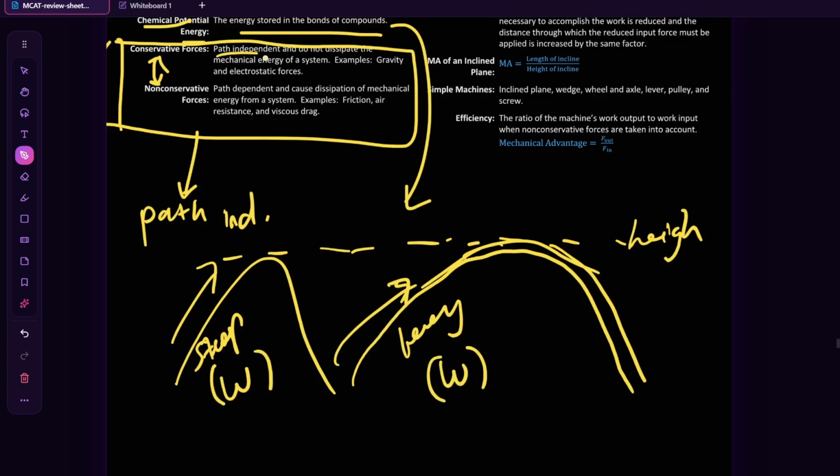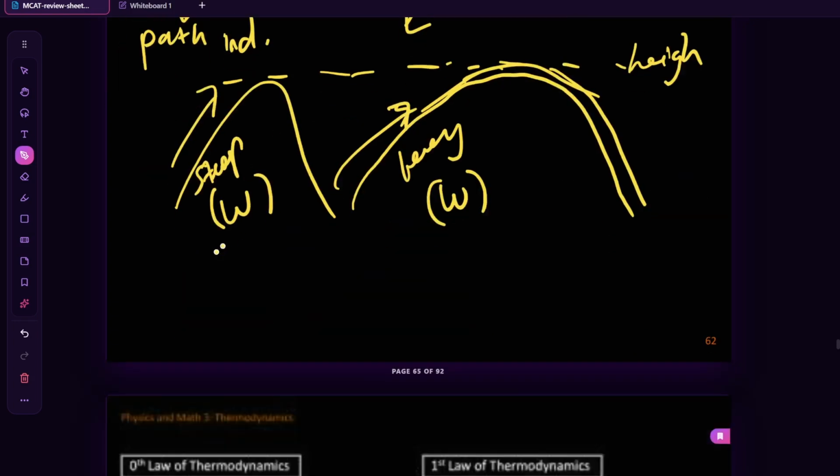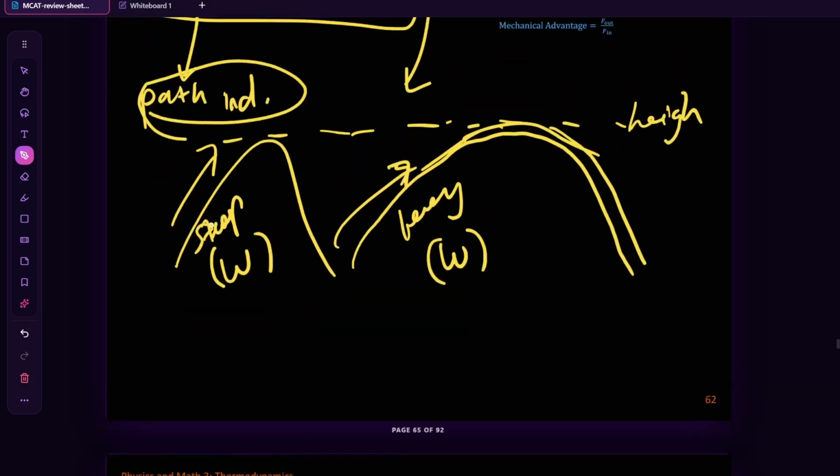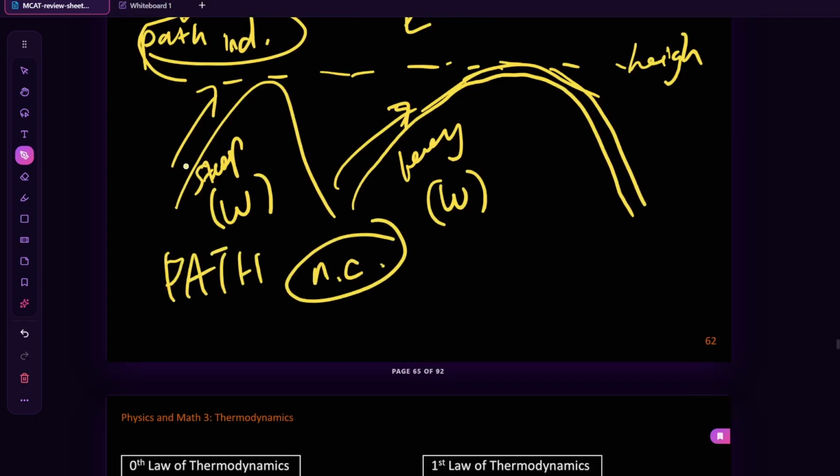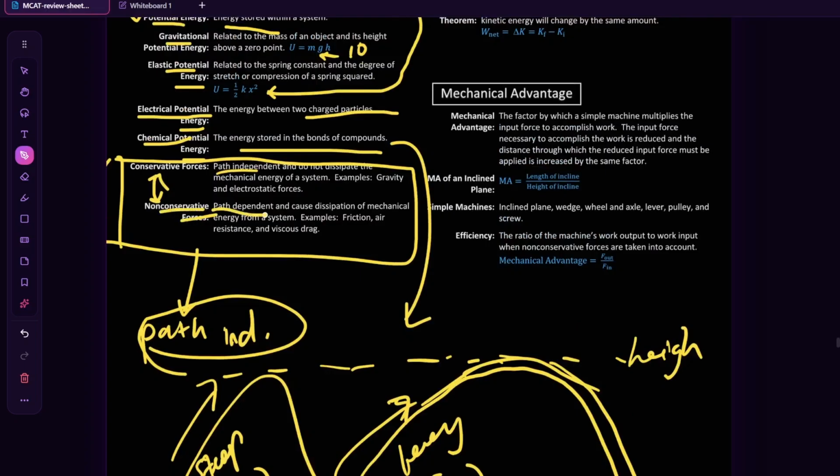And crucially, conservative forces don't waste any mechanical energy. None of it leaks away as heat or sound. So you can think of conservative forces as path independent. Whereas non-conservative forces do care about the path. The path does matter for non-conservative forces. They are path dependent and cause dissipation of mechanical energy out of the system.